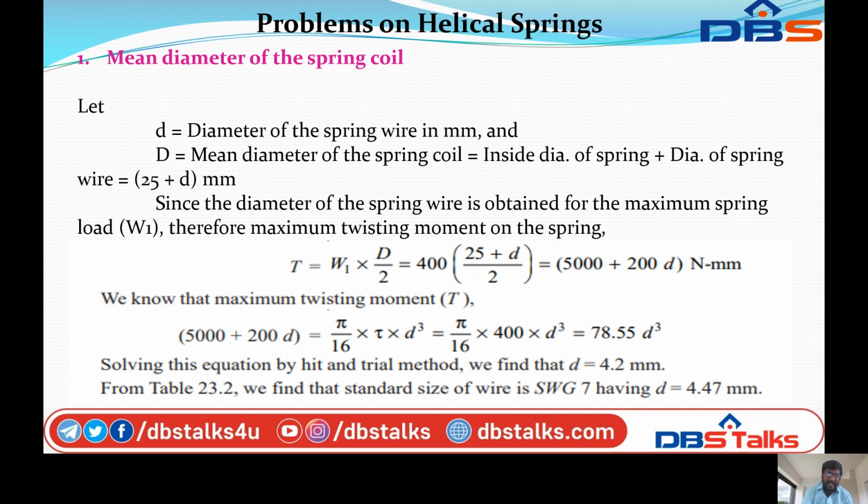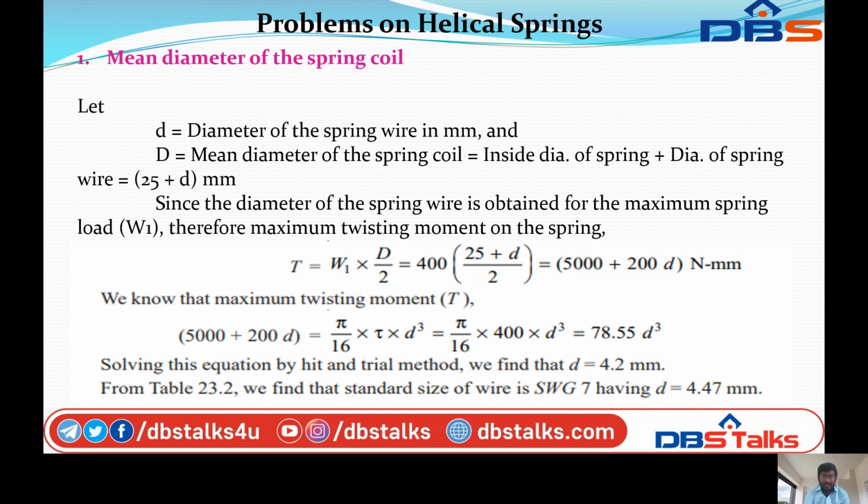First of all, you can calculate the mean diameter of the spring coil. Let small d be the diameter of the spring wire in mm, and capital D be the mean diameter of the spring coil, that is the inside diameter of the spring plus the diameter of the spring wire, equal to 25 plus d mm. Since the diameter of the spring wire is obtained for the maximum spring load W1, therefore the maximum twisting moment of the spring T is equal to W1 into D by 2.